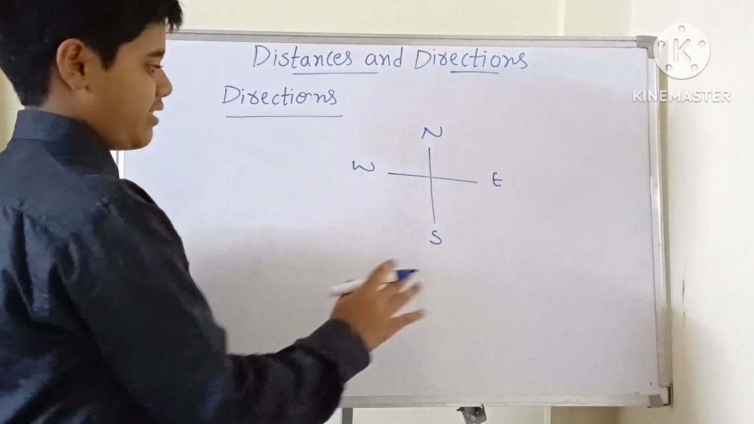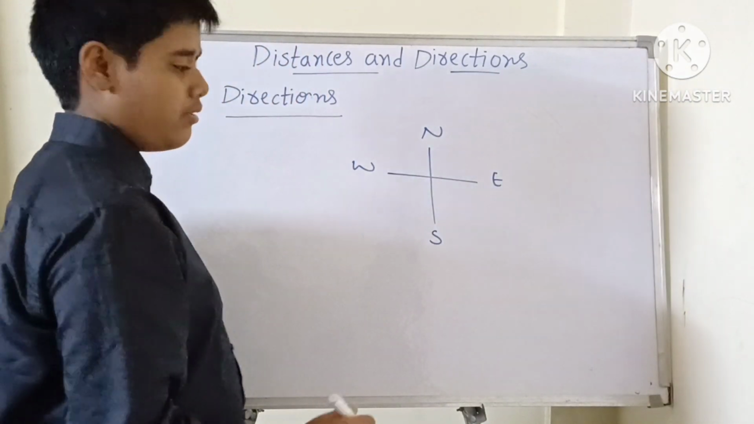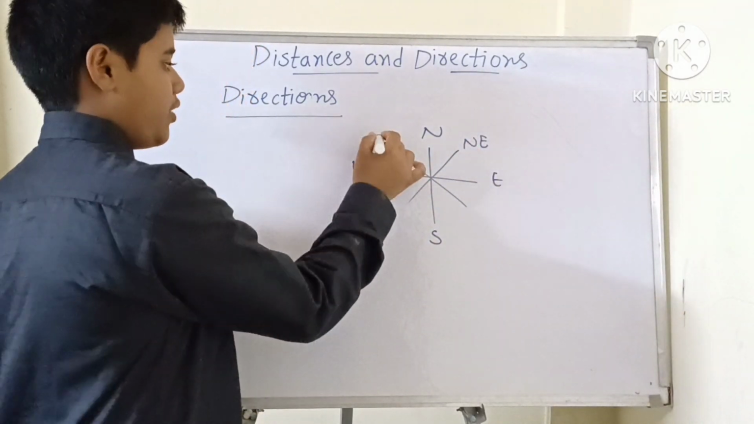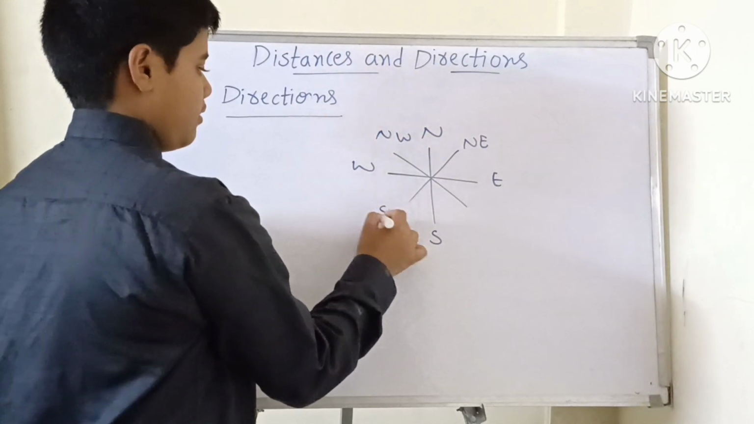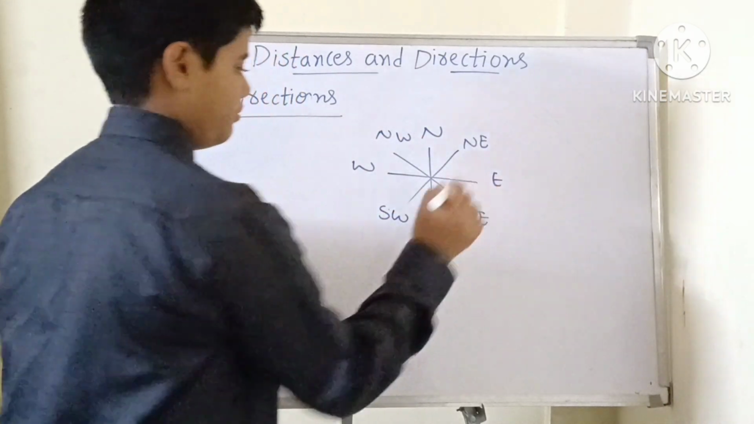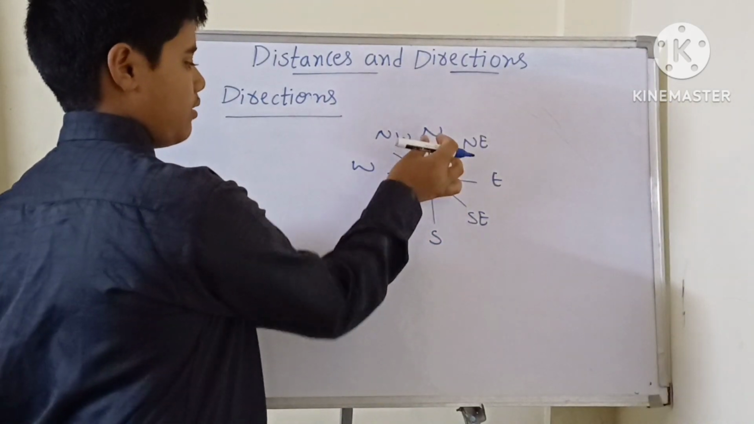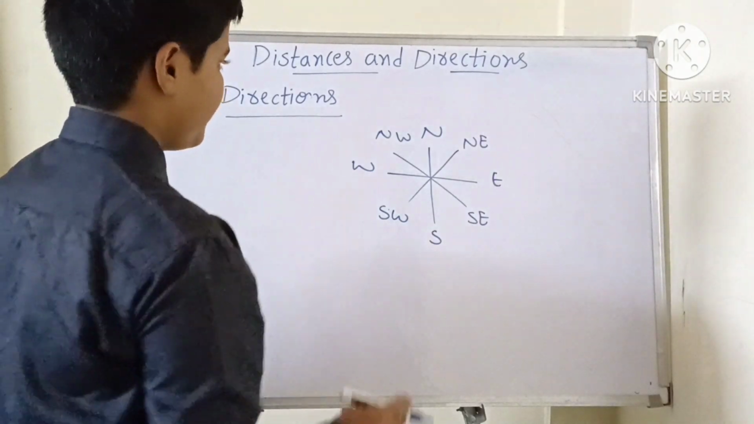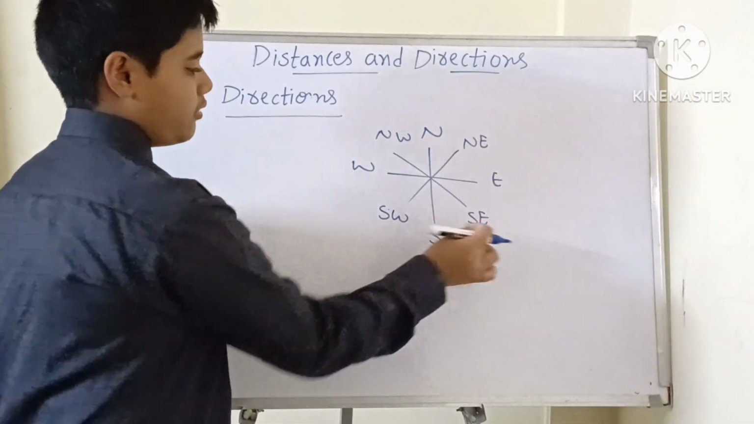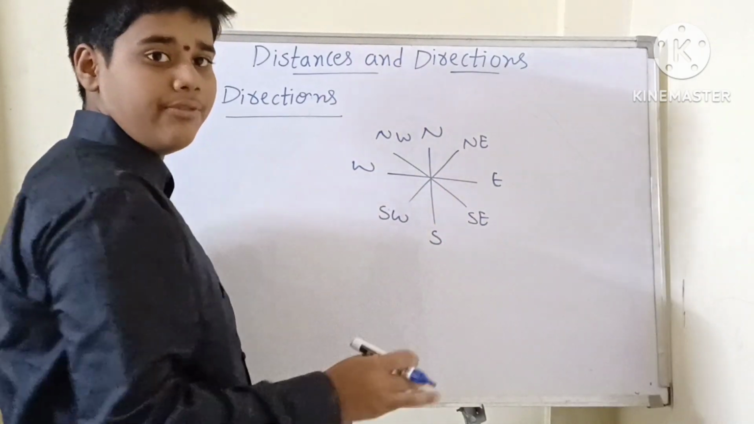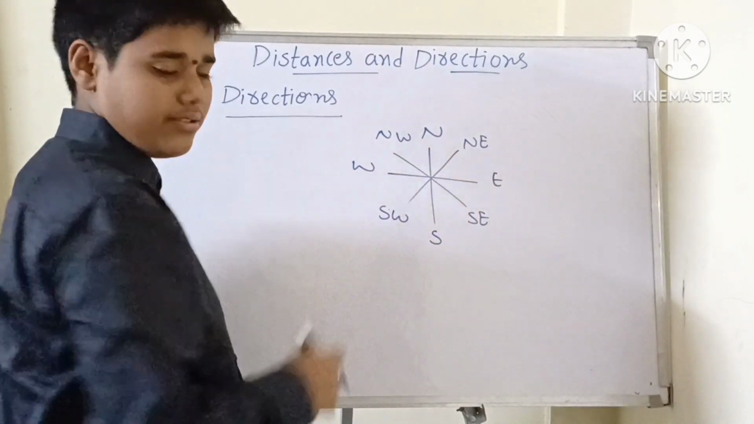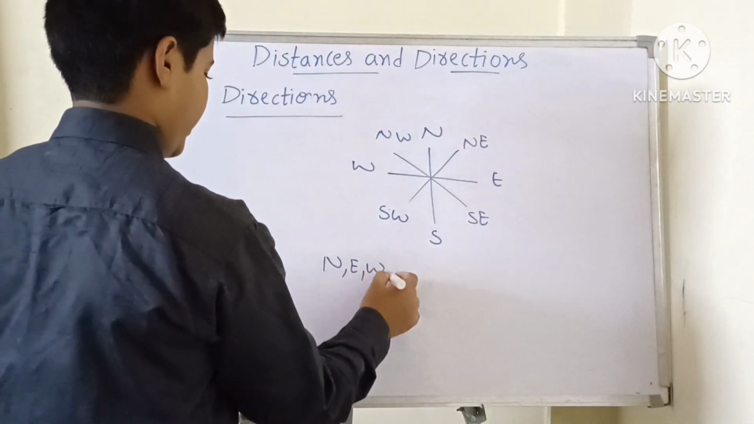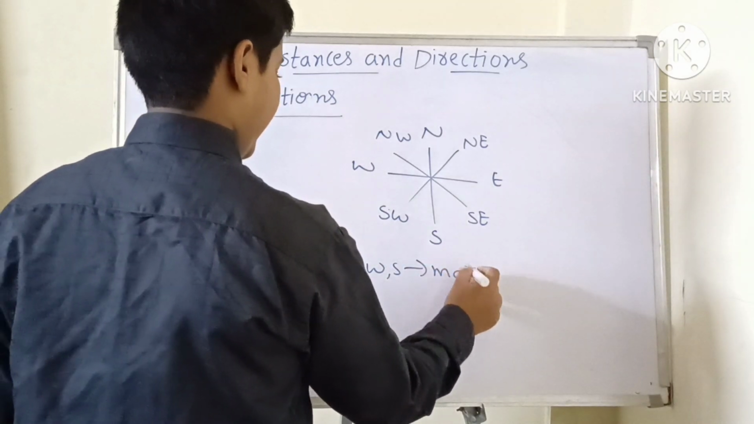So these are the directions which are used. Okay. So there are another four directions which are present in main directions: northeast, northwest, southwest, southeast. So these are the main directions: north, east, west, south. And northwest, northeast, southwest, southeast are directions which are present between main directions.